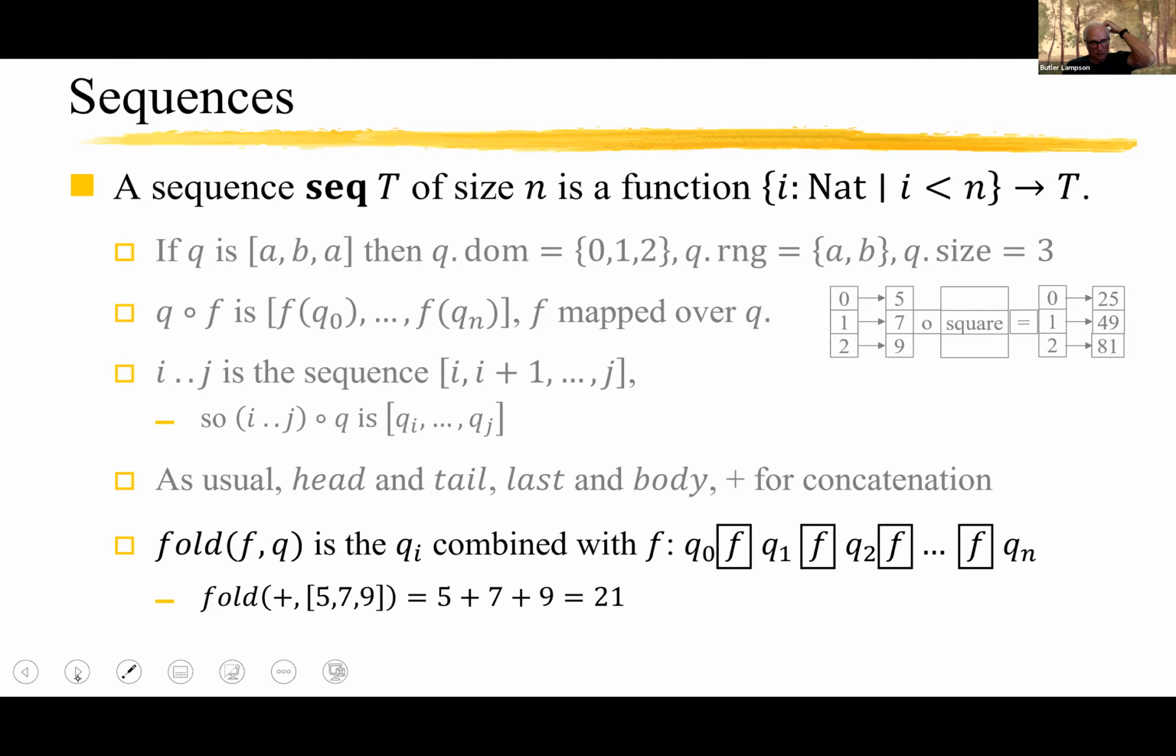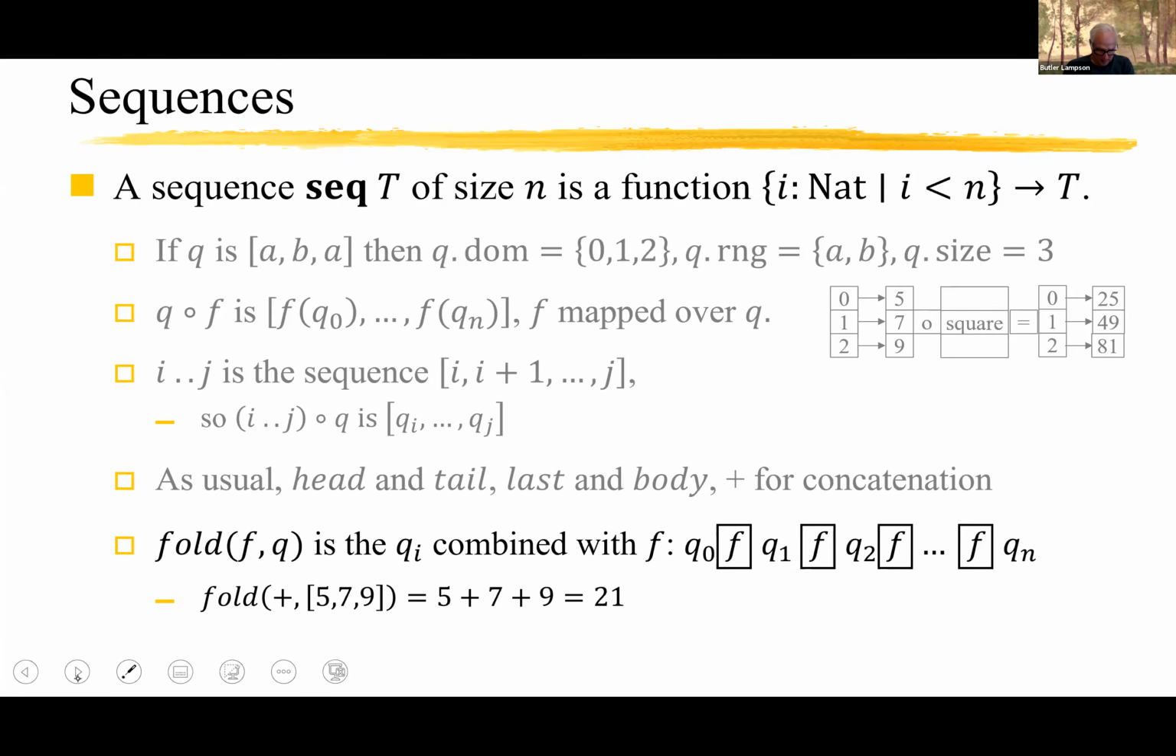And this is just repeating, well, amplifying what I said about fold. Fold F over Q is just the Qi combined with F. So it's Q0 function Q1. F is a binary function. You take F of Q0 and Q1, and F of that and Q2, and F of that and Q3, and so forth. So for example, fold of plus over 5, 7, 9 is 5 plus 7 plus 9, which is 21.